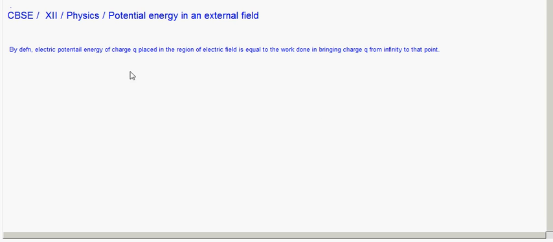I can write this as the potential energy U is equal to Q into V, where V is the potential at that point due to electric field. So V is the electric potential at a point where Q is placed. So in this equation, V is the potential where the charge Q is placed.